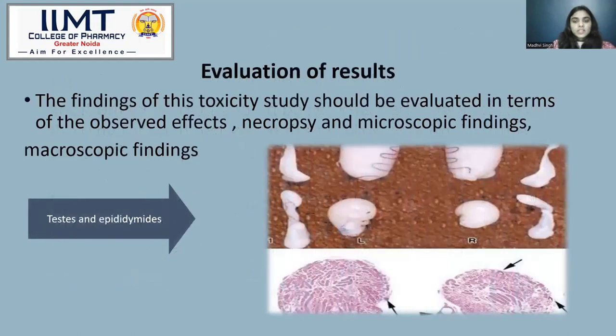Next is evaluation of result. It is the last point of reproductive toxicology. The findings of the toxicity study should be evaluated in terms of the observed effect, necropsy and microscopic findings and macroscopic findings.